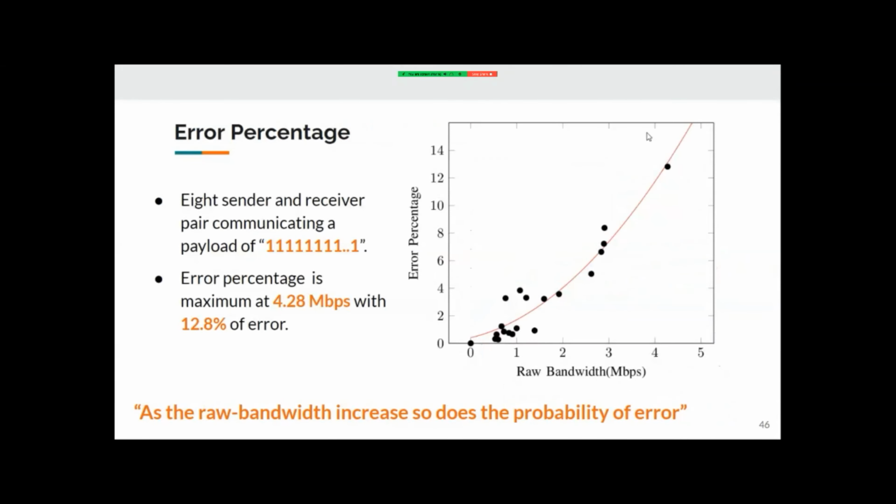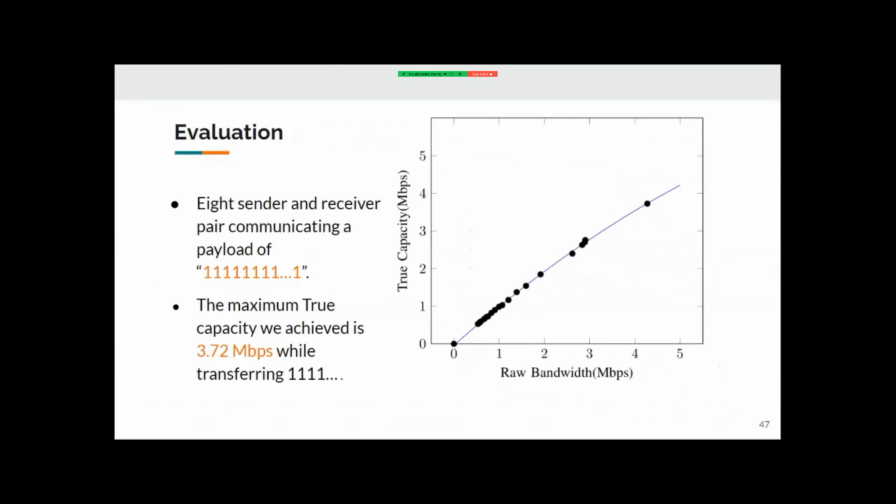To calculate the error percentage in our channel, we transmit the data containing all ones. This means the sender and the receiver load alternately. If at any time the receiver loads one after the other, it gets a row buffer hit, that is 0. So each 0 is an error. For this sequence, we encounter the maximum error percentage of 12.8 at 4.28 Mbps. Similarly, we calculate the throughput for the same sequence and get a maximum bandwidth of 3.72 Mbps.